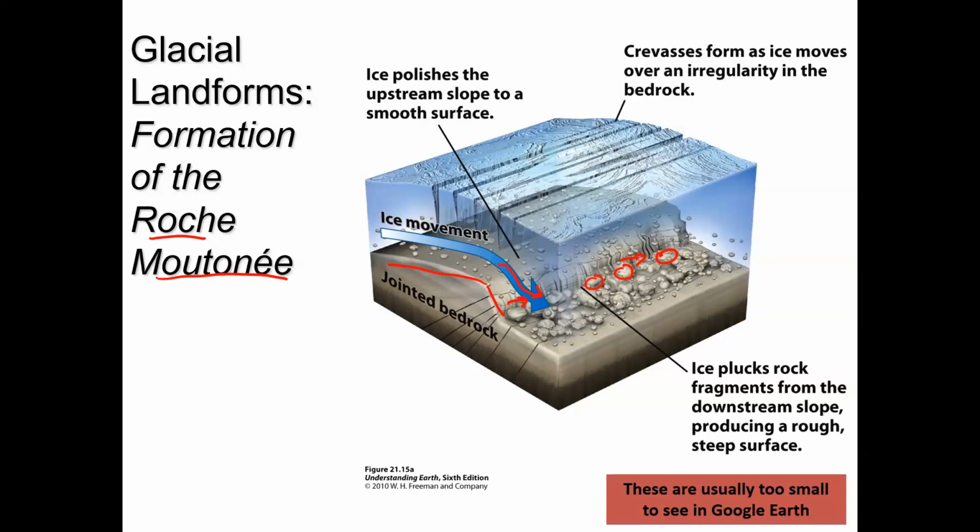And so the net effect of this Roche Moutonées is that you have this shallow surface on the up ice side, the side where the ice is coming from, because this glacier is moving in this direction here. On the up ice side, you get this shallow slope, and then on the down ice side, you get this area where you have a lot of boulders plucked off of this irregular, steep cliff face. These are probably only 10 or 20 feet in height, so they're usually too small to see in Google Earth, but I'll show you a picture of one here in a moment.